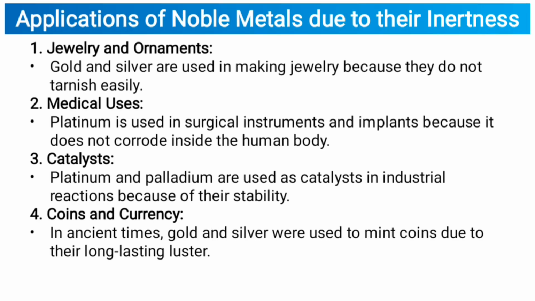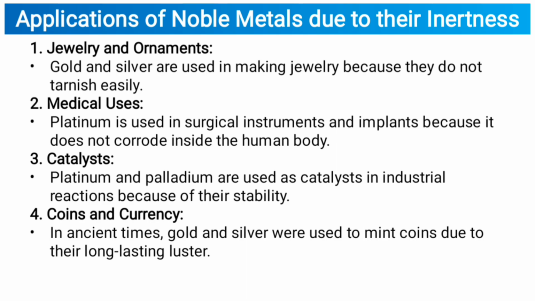Now, applications of noble metals due to their inertness. The first one is jewelry and ornaments. My dear student, gold and silver are used in making jewelry because they do not tarnish easily. And the second one, medical uses. Platinum is used in surgical instruments and implants because it does not corrode inside the human body.